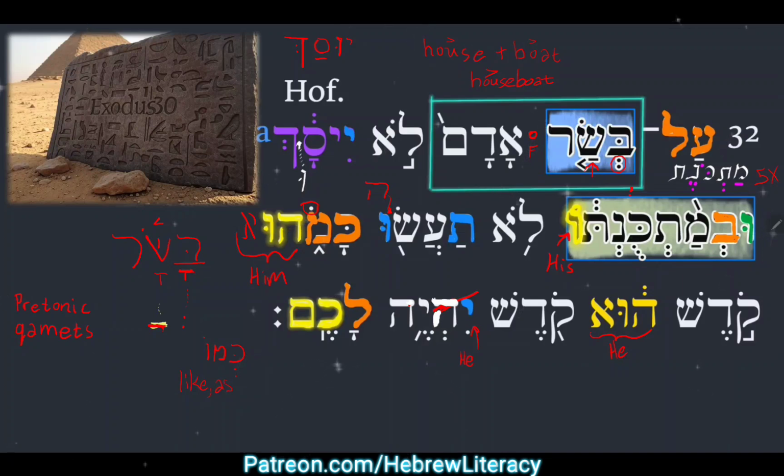My apologies. So yihyeh, it shall be lakhem. The lamed is for chem, for y'all. So again, that last part, lo, not, taasu, you shall make, kamohu, like him or like it. Kodesh hu, holy is he. Kodesh, holy, yihyeh, it shall be, lakhem, for y'all.